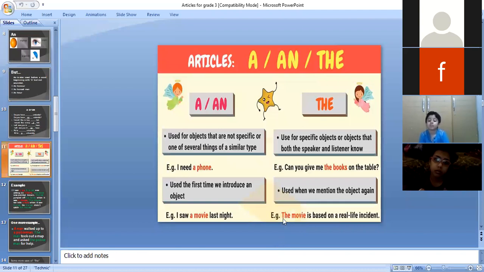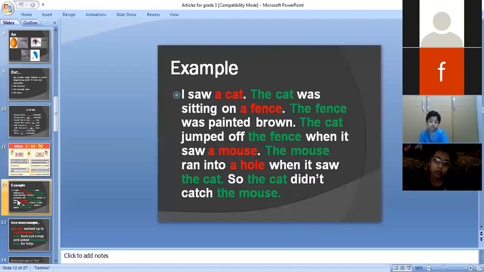I'll show you some more examples so that it would be more clear. Okay, now look at this example. It would be more clear to you. I saw a cat. The cat was sitting on a fence. The fence was painted brown. The cat jumped off the fence when it saw a mouse. The mouse ran into a hole when it saw the cat. So the cat didn't catch the mouse.